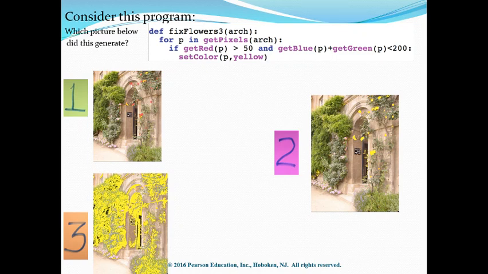Here we have a different one: if get red is greater than 50 and get blue and get green is less than 200. That's going to be a more dramatic effect, I would assume. So we could probably assume that it's more like number 3.